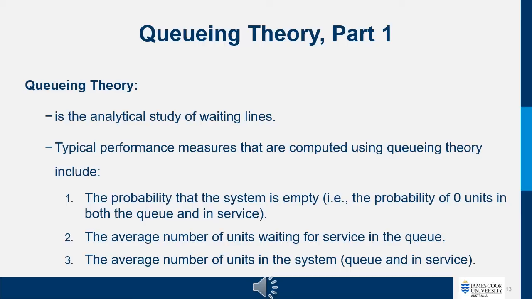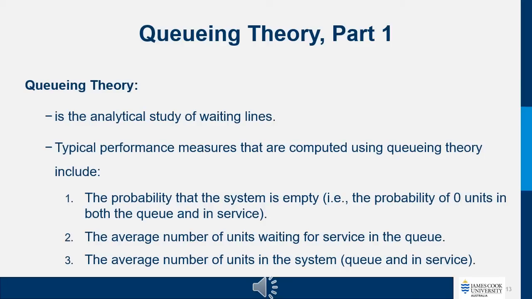Some of the common performance measures computed using queuing theory include the probability of an empty system, which refers to the likelihood that both the queue and the server or service facility are empty, for example, there are no units waiting for service. Average number of units in a queue represents the average number of units or customers waiting in a queue for service. Average number of units in the system.